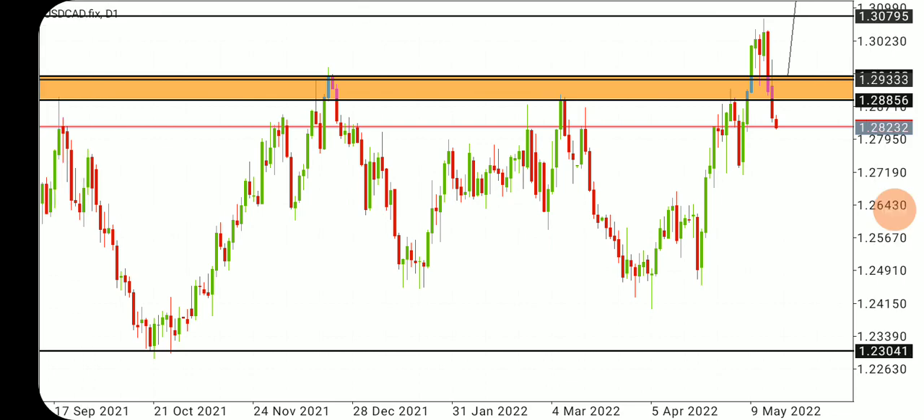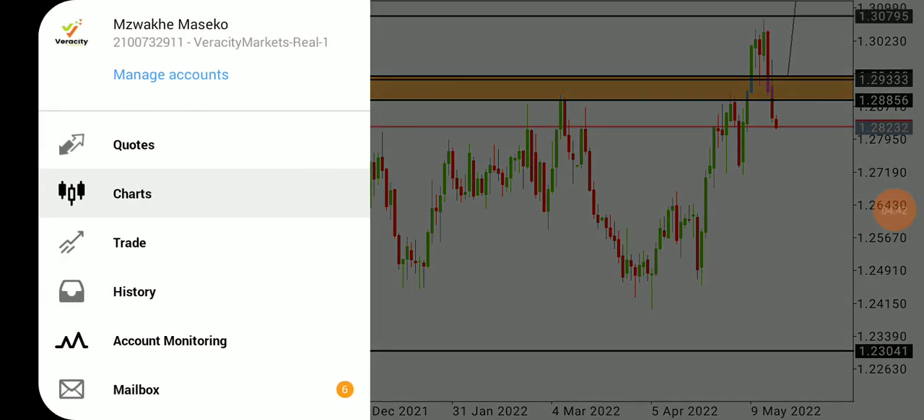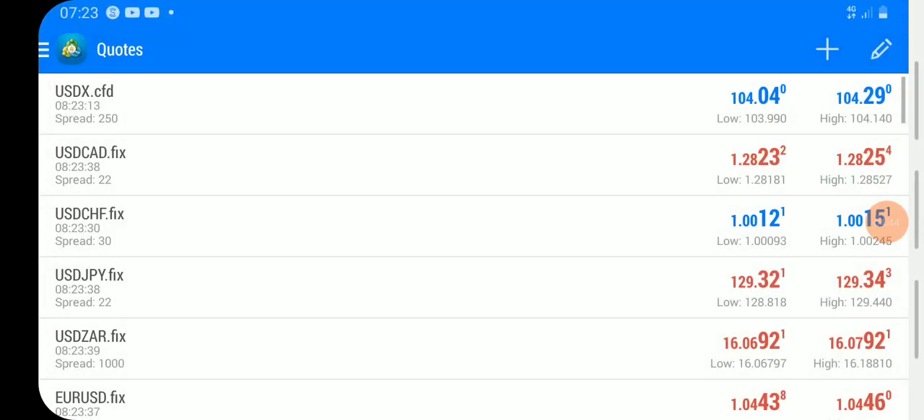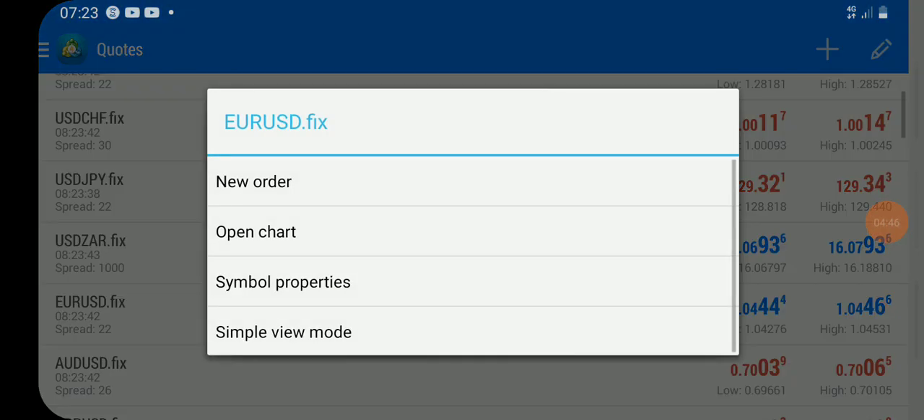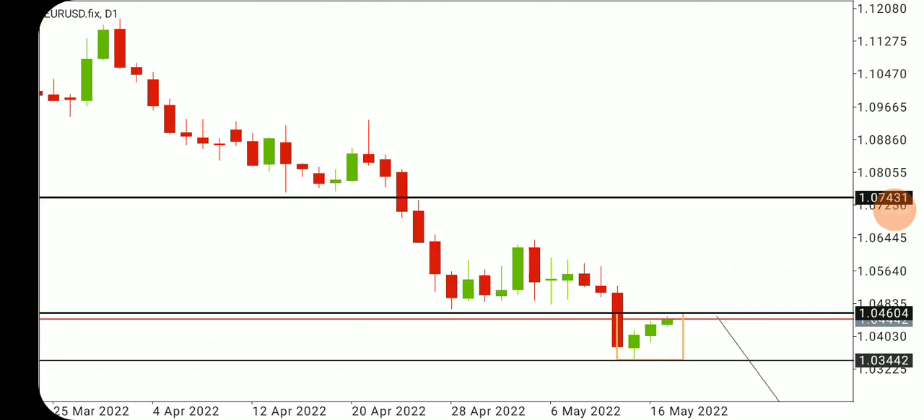So now we move on to our new trading plan for this week and for today. So let's move to Euro USD. So now here's Euro USD right here.